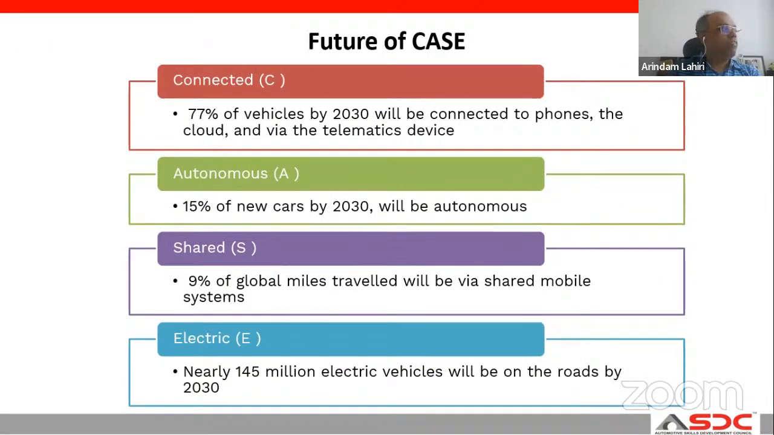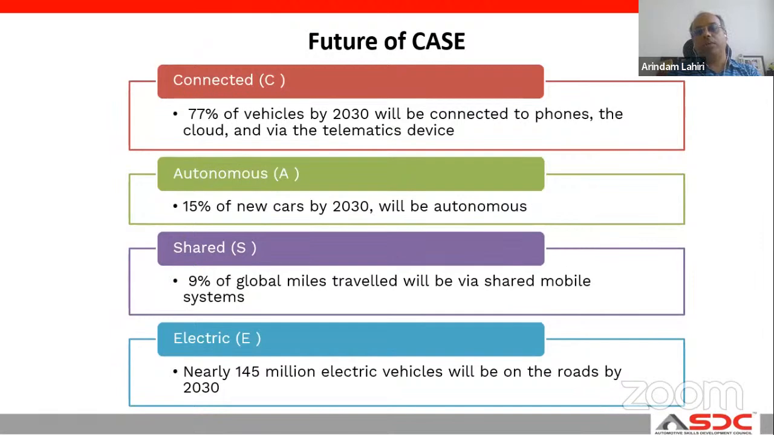This is a very interesting piece of data that I had stumbled upon a few years back, so it's somewhat dated. I don't know if there's a newer version of this. It says, from a CASE perspective, by 2030, 77% of vehicles are supposed to be connected devices. Could be to phones, cloud, via telematics, whatever. But they will all be connected vehicles. The vehicles themselves become connected devices.